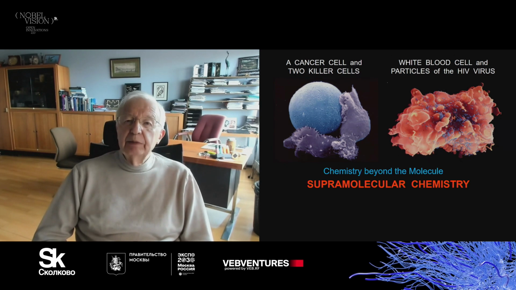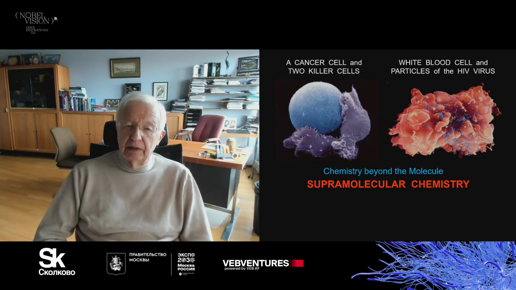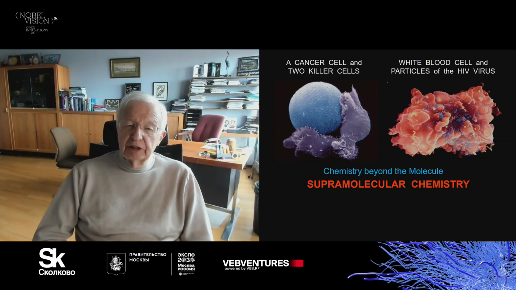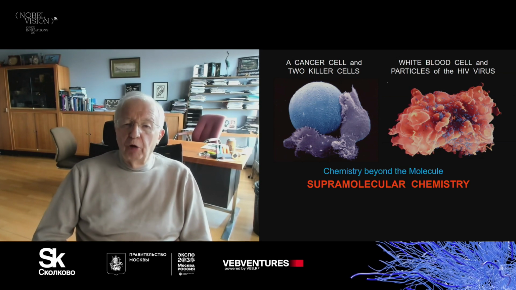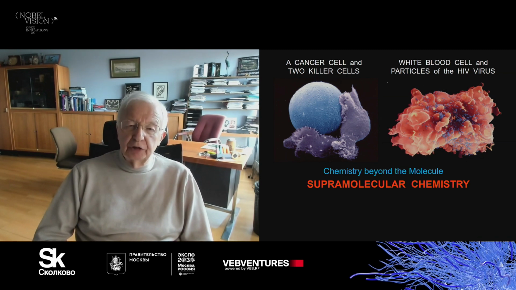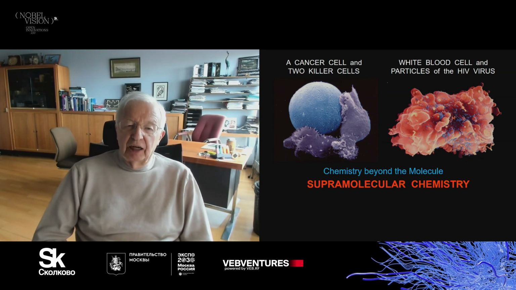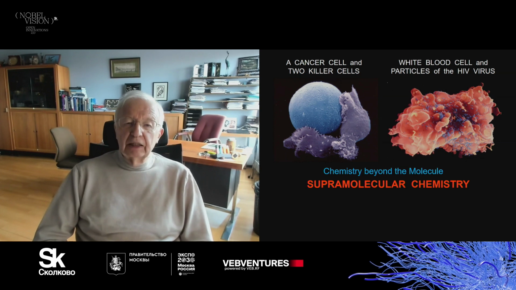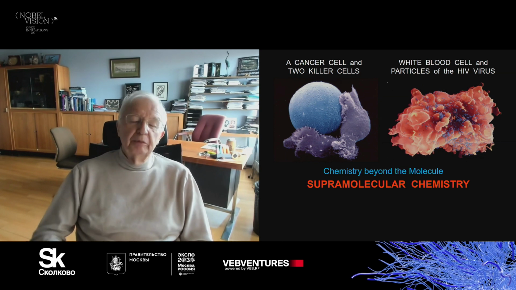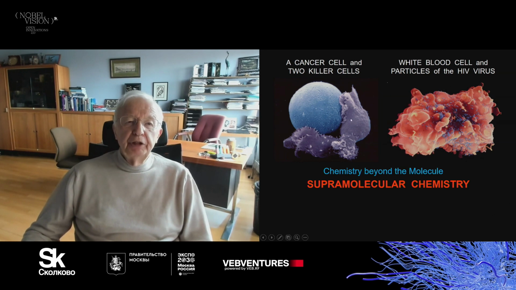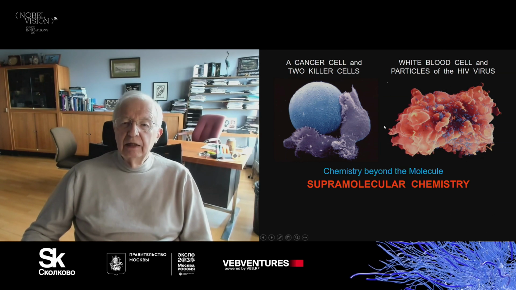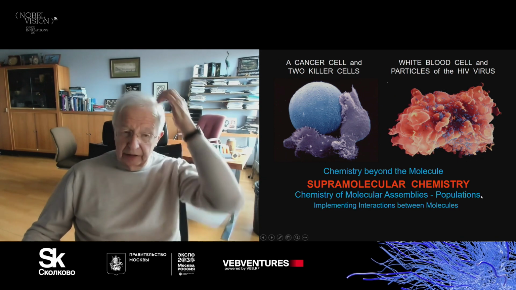Molecular chemistry is the chemistry of the molecules themselves. Supramolecular chemistry is the chemistry of assemblies of molecules, of what molecules do when they get together, when they touch each other. And this supramolecular chemistry and the interactions are at the basis of the recognition between a killer cell and a cancer cell, of a virus and its goal, its target.